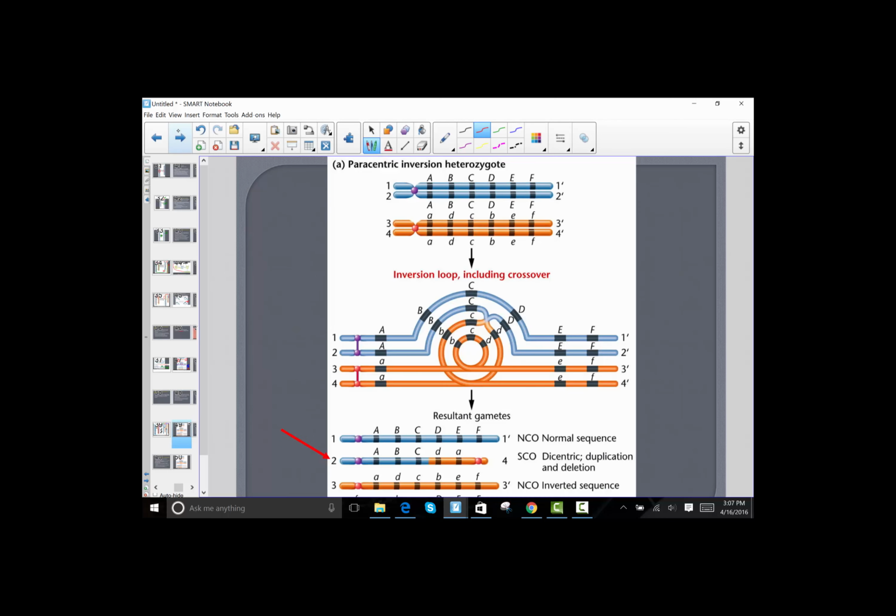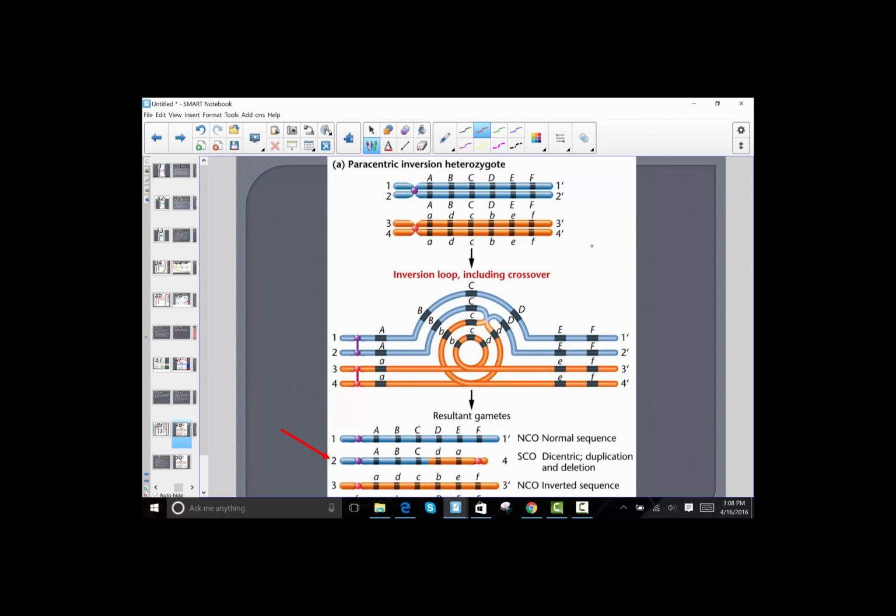So let's look at this example here. Okay, so this is a paracentric inversion heterozygote. Okay, so what happens is, and this arrow down here is actually supposed to pop up later, but we'll deal with that. So paracentric inversion, what we have is a heterozygote. So we have heterozygotes for both alleles, meaning that we have a dominant copy and a recessive copy for each of our alleles. So this is a heterozygote. Notice that this is now an inversion loop that includes crossing over. Okay, which means that our chromosomes are going to exchange DNA, okay, between non-sister chromatids.